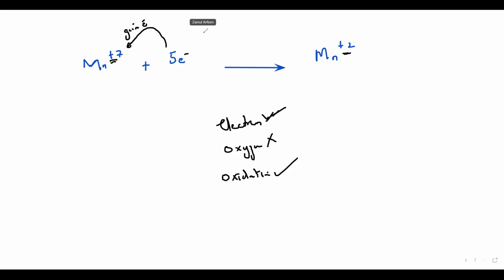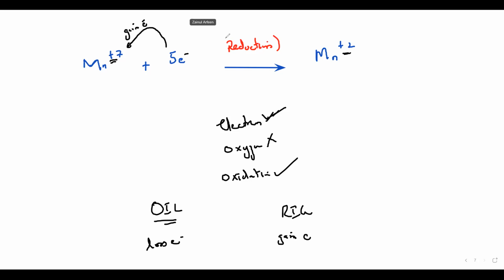Oxidation is a loss of electrons. Remember from OIL RIG, oxidation is a loss of electrons and reduction is a gain of electrons. So what happened here? Mn plus 7 takes 5 electrons, gains 5 electrons and turns into Mn plus 2. What do we call this change? Because it's a gain of electrons, whenever it gains electrons, we call that reduction.